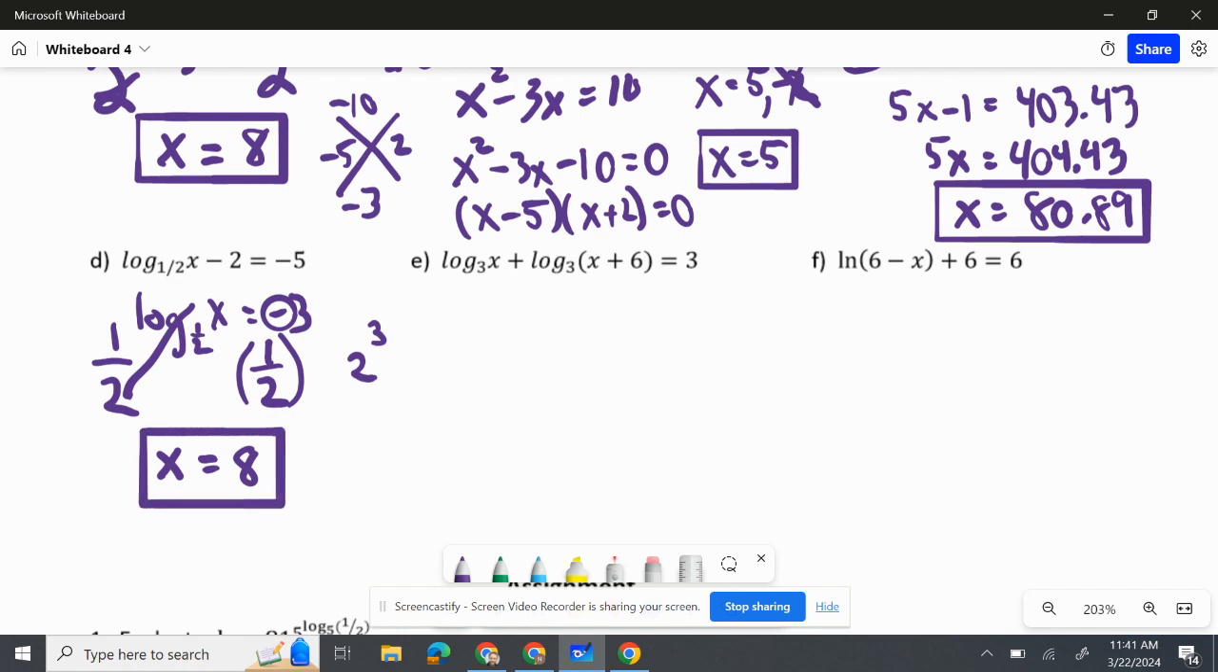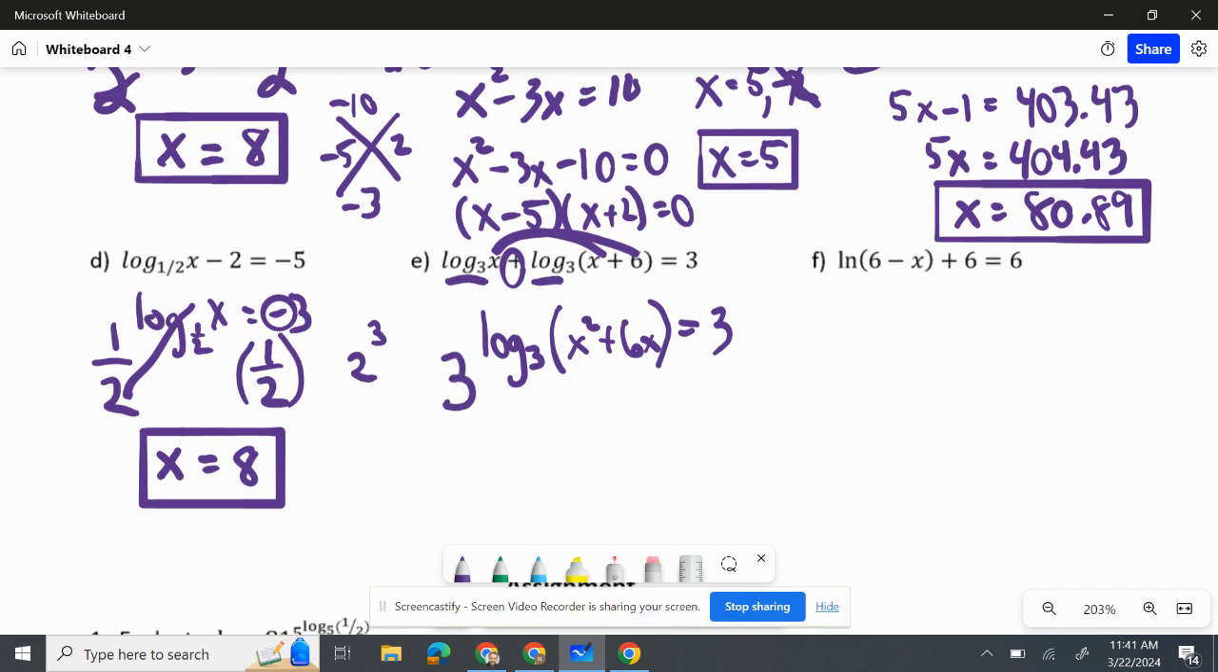Letter E, once again, we have 2 logs, so we're going to write it as a single logarithm. So that would be log base 3. And remember, whenever we add, we multiply. So we distribute the x to each of the terms. So that would be x squared plus 6x. And in order to get rid of the log, we do a base of 3. Bases cancel. We get x squared plus 6x is equal to 27.